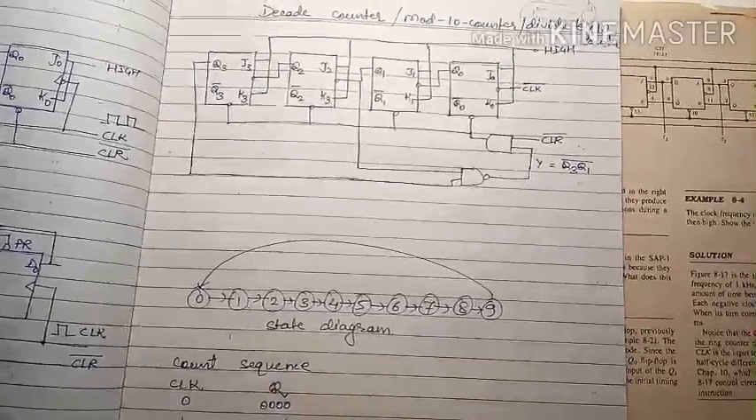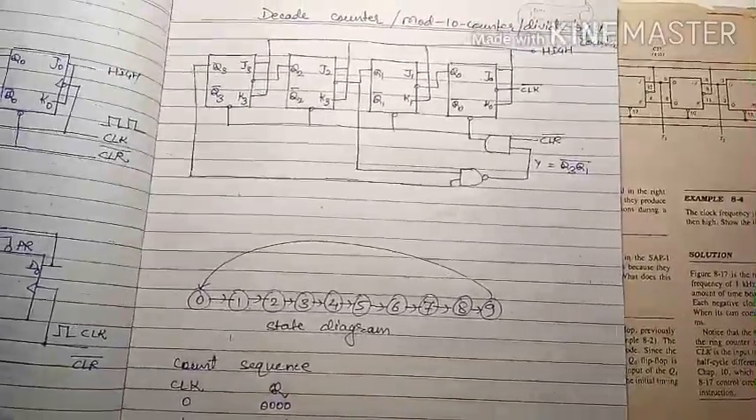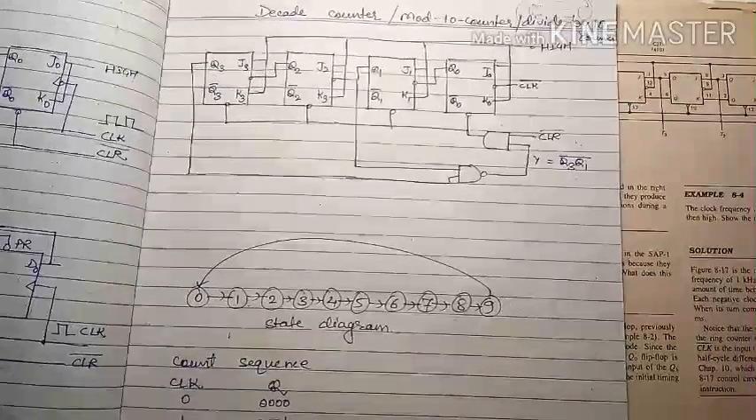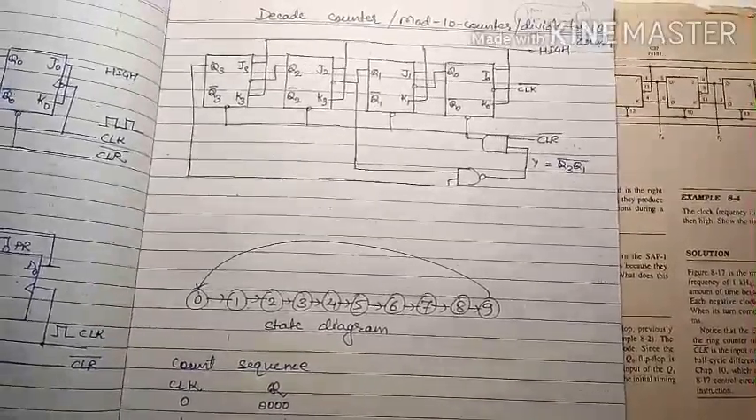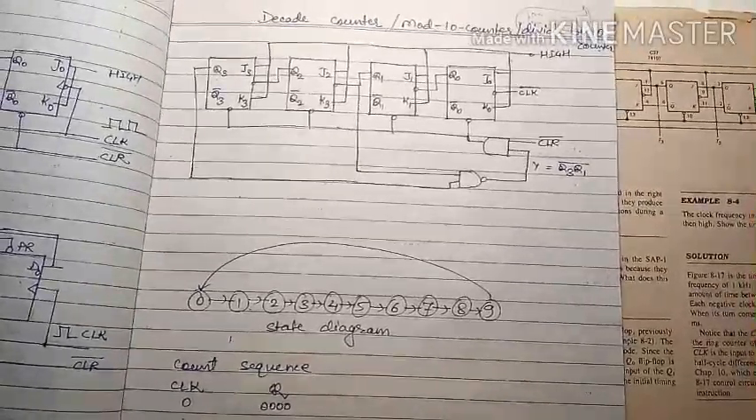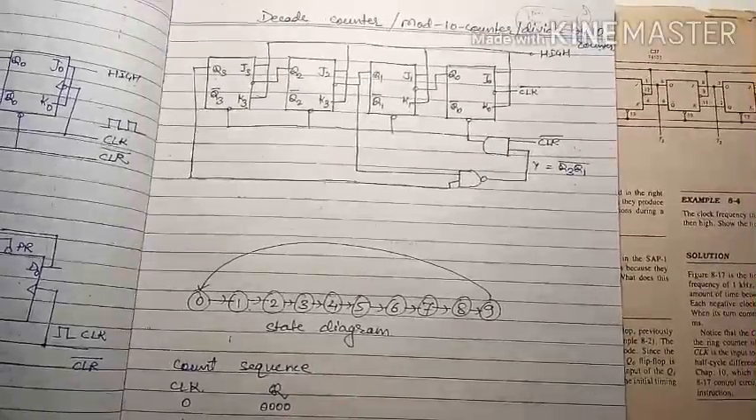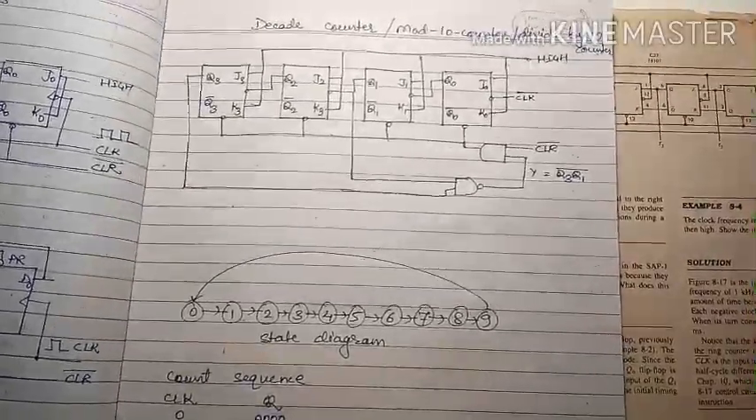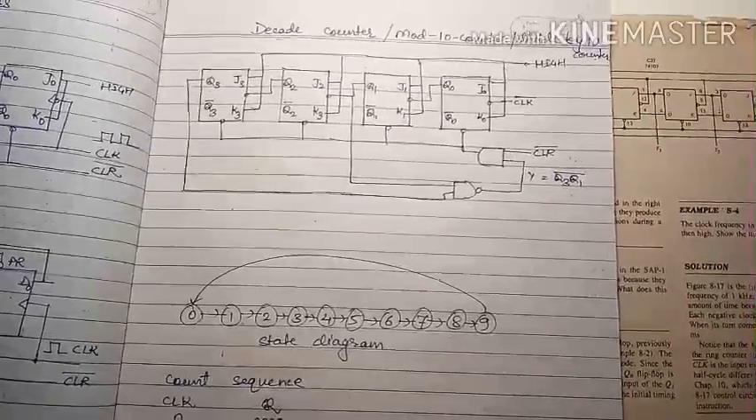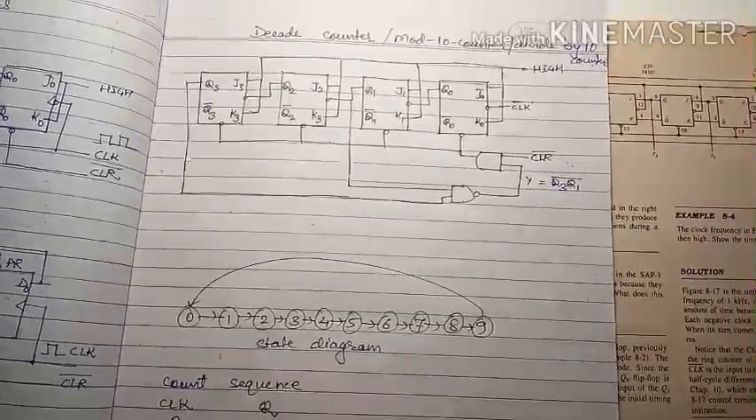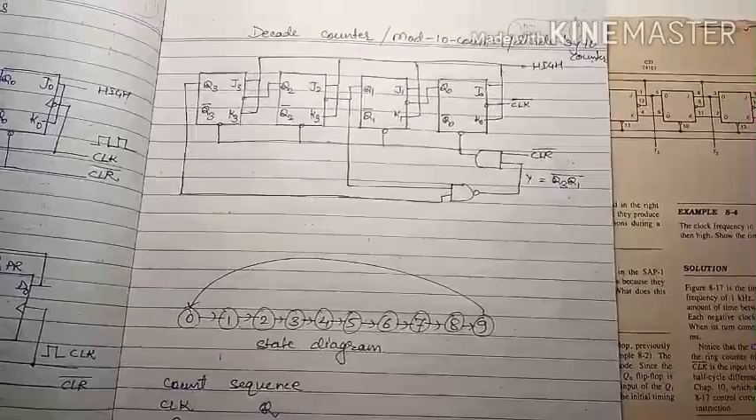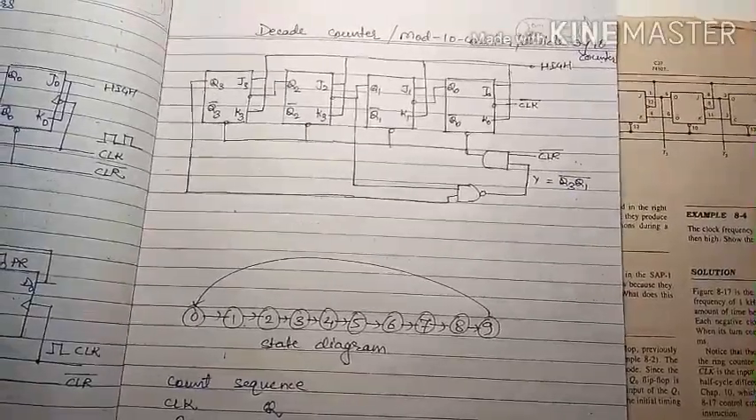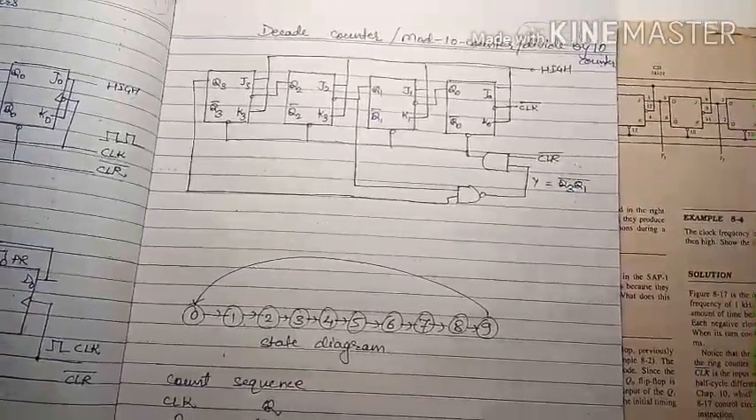Dear students, up till now we have studied the synchronous counter and the ripple counter. We have even seen the controlled ripple counter, the controlled synchronous counter, and then the ring counter. Now we move on to another counter that is known as the mod 10 counter, or decade counter, or divide by 10 circuit or counter.